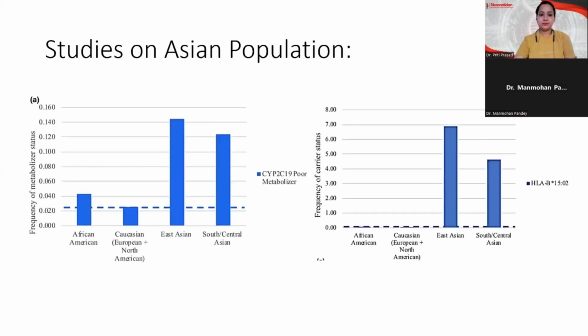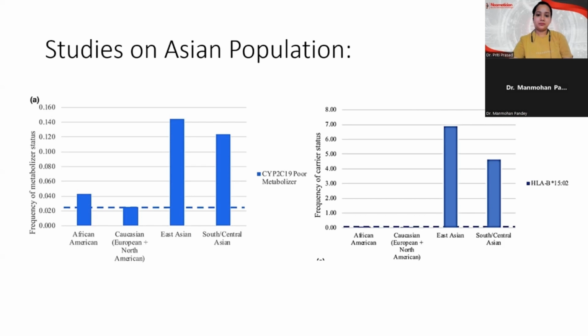Next slide, please. Yeah, sure. Now this is a study on the Asian population. Since we have different pharmacogenomic variations, you can see that the variation for poor metabolizer in the case of CYP2C19 has a very high frequency in the East Asian and Southeast Asian populations. Similarly, there is a gene called HLA-B*1502, and the frequency of this variation is also very high in the Asian population, especially East Asian and South Asian populations.